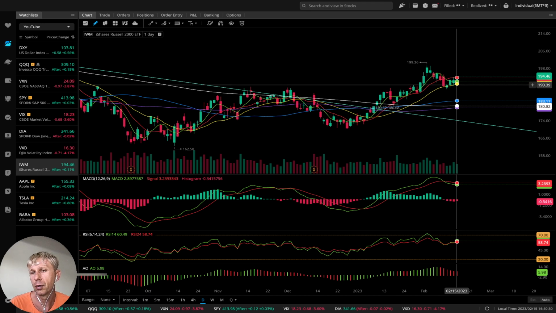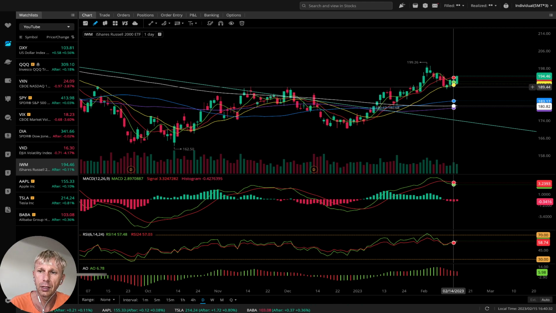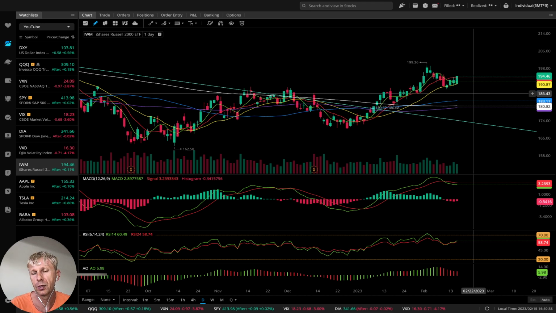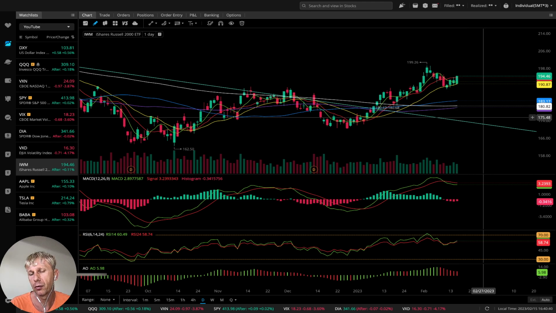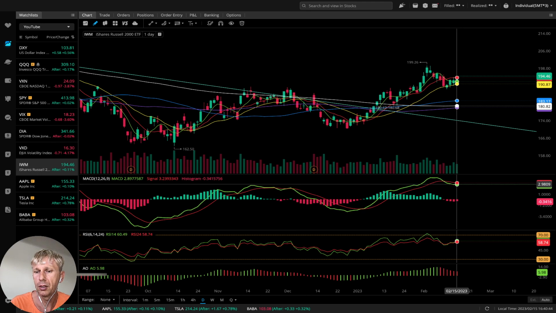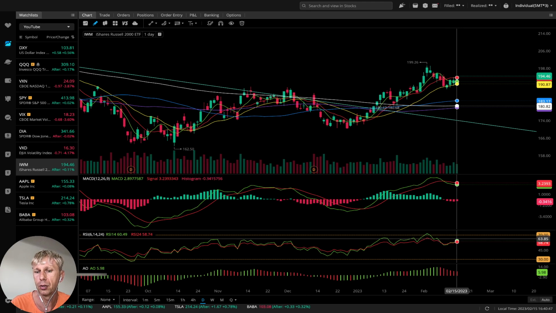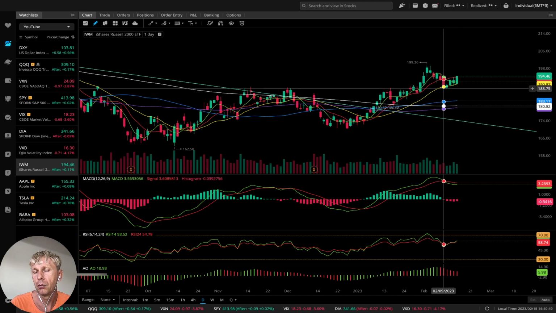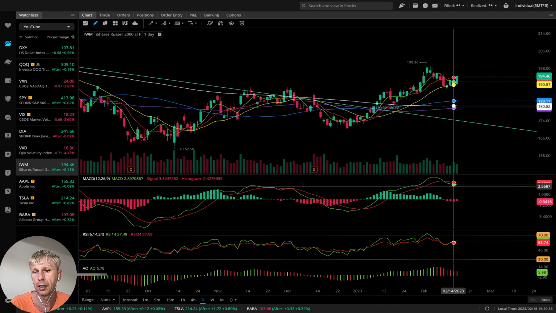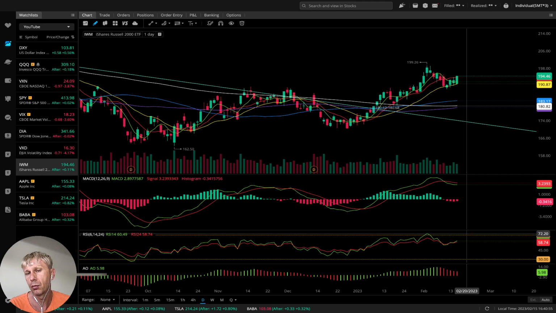In this case, it's support. And it looks like it bounced from MA20 and touched MA10. We'll see if it will be rejected from MA10 or it will move up. MACD is still bearish. Like I said, RSI bullish. Mixed mode: moving averages bearish, the Osmos oscillator bearish, RSI bullish.